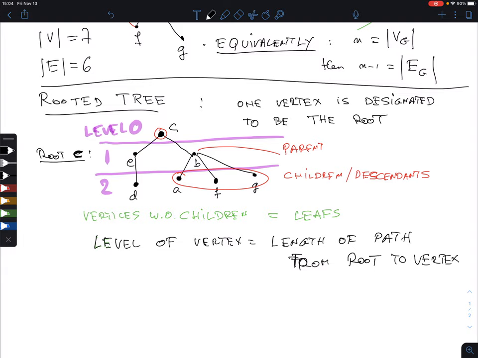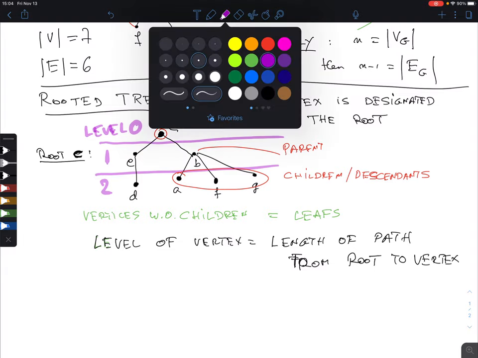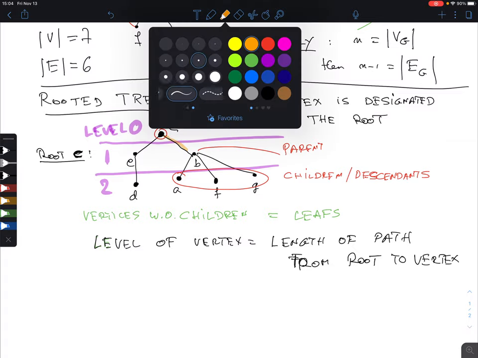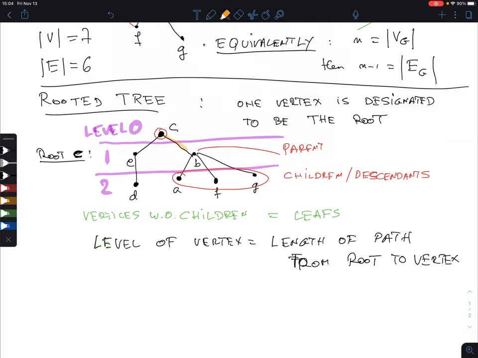So here, for instance, let's draw a path here. I'll do it again in my other dotted line. So here's a path from... Oh, what happened? It didn't work. Okay. So here's a path that goes from C to A, and what's the length of that path? 2. That means A has level 2.